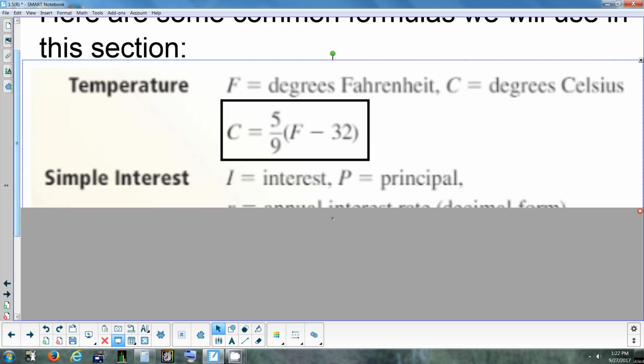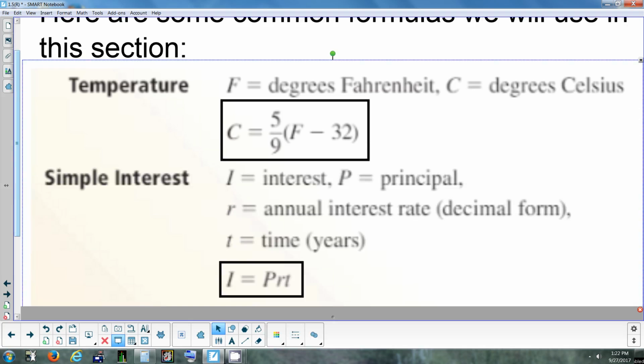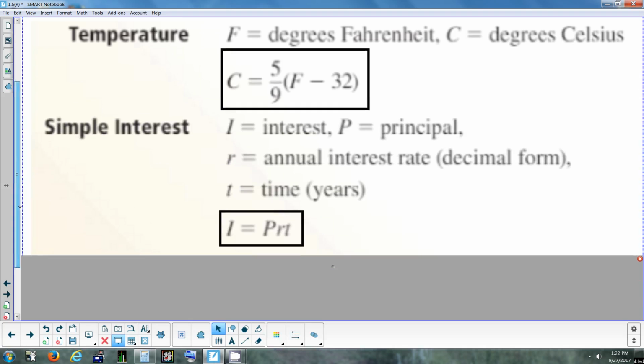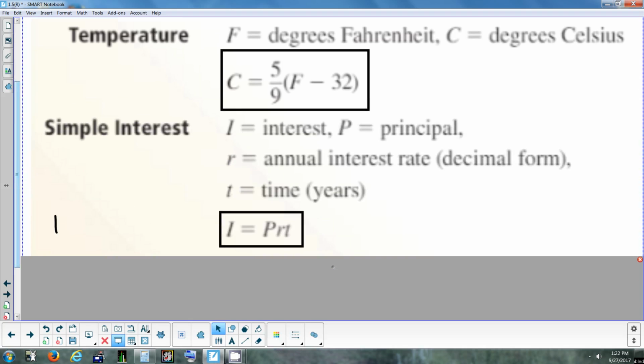The next formula is I equals PRT. This is the formula for interest. Interest is money that a bank either pays you or you pay the bank. If you have a loan for a car or a house, you have to pay interest. If you put money in a savings account, you make interest. So interest is just money having to do with a bank.